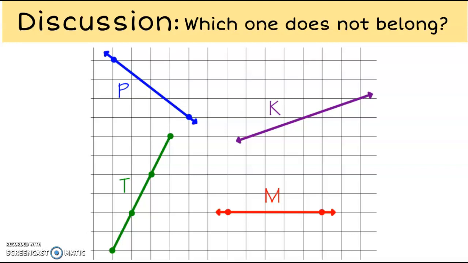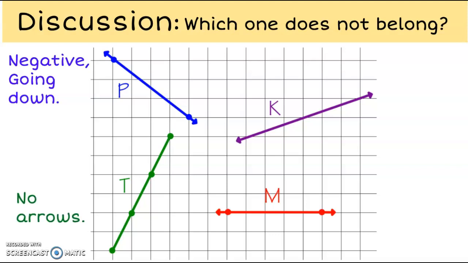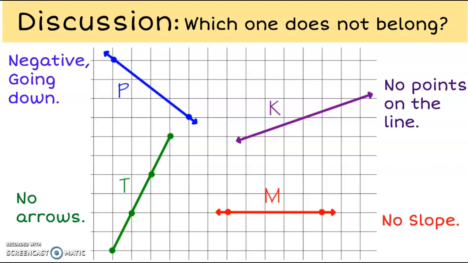In the discussion, you were asked which line does not belong or is different from the others. There is more than one answer to choose and explain. You may have said P is the only one that is negative or going down. T is the only one with no arrows. K is the only one with no points. And M is the only one with no slope, or it is horizontal.